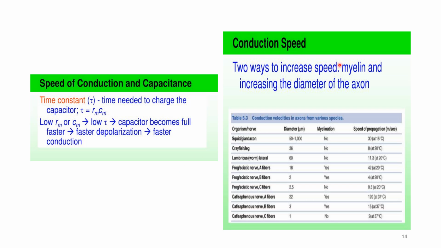The conduction speed, we can increase it by myelination and increasing the diameter of the axon. So they have given conduction velocities in axons from various species. As the diameter is increasing, the speed of conduction is increasing. And with the myelination also, the speed of conduction is increasing.